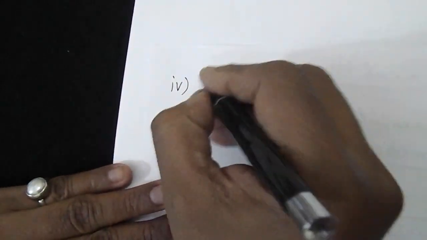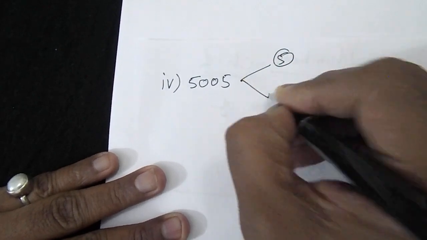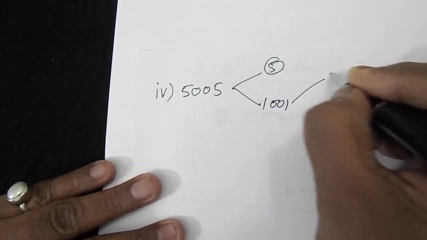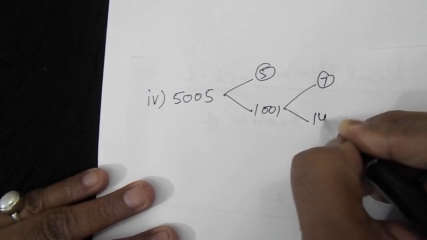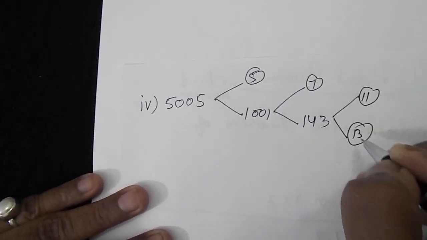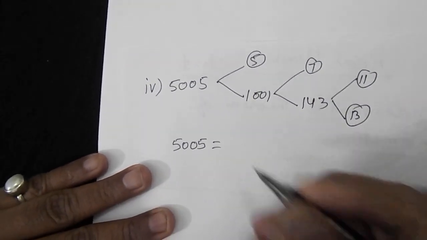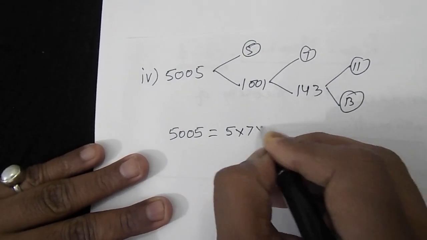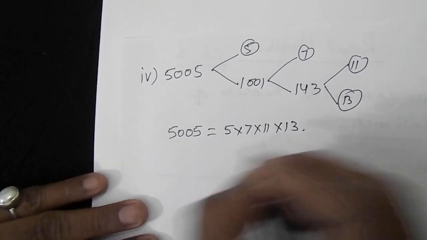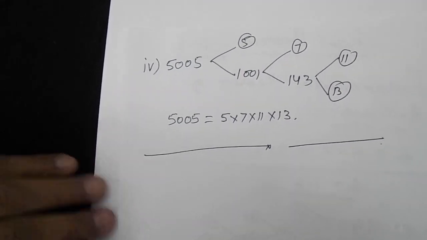Now taking up the fourth part, 5005. We divide by 5, we get 1001. Again we divide by 7, we get 143. Again we divide by 11 and we get 13. So the prime factorization of 5005 is 5 into 7 into 11 into 13. So this question deals with the prime factorization of the numbers.